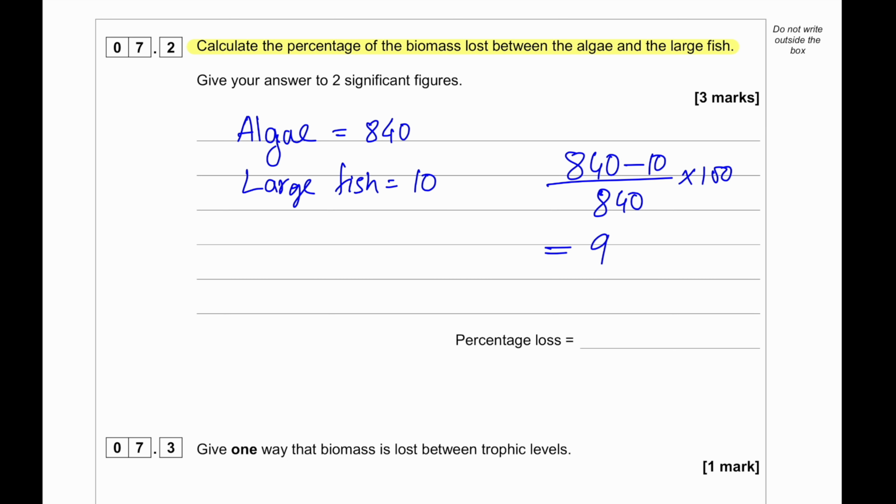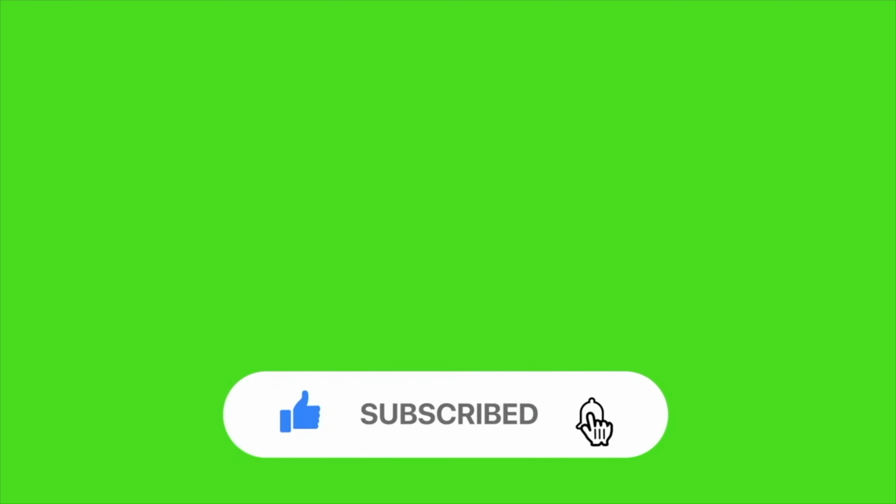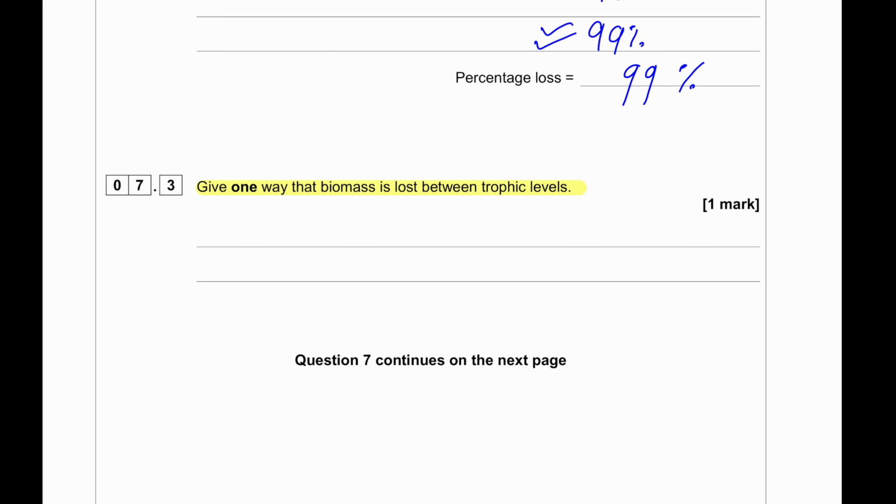This gives us 98.80952. Now we have to give our answer to two significant figures. So we will say this is equivalent to 99%. Percentage loss, 99%. Give one way that the biomass is lost between the trophic levels. Biomass between the trophic levels can be lost through respiration and through excretion.